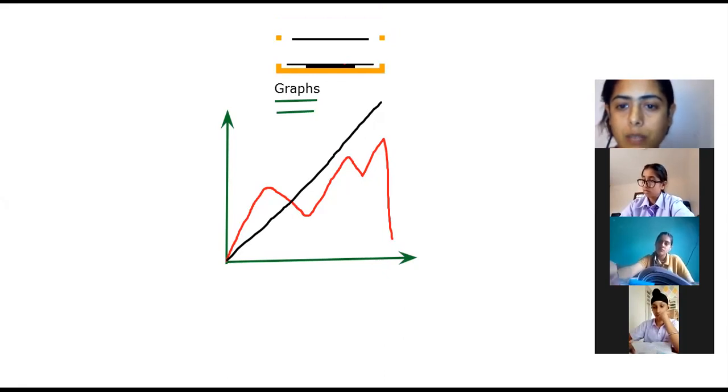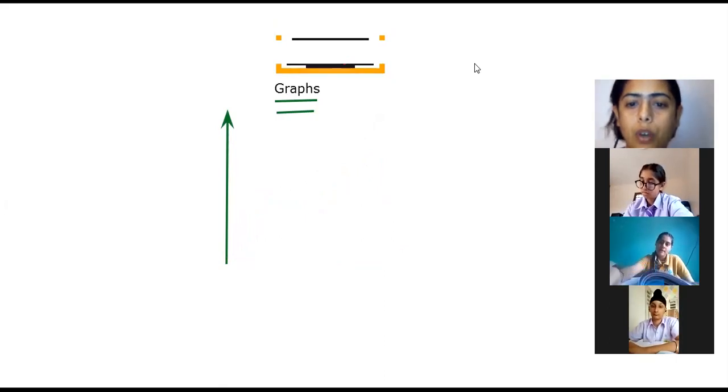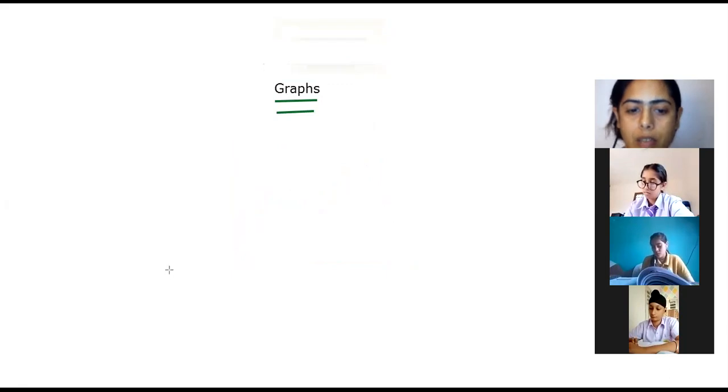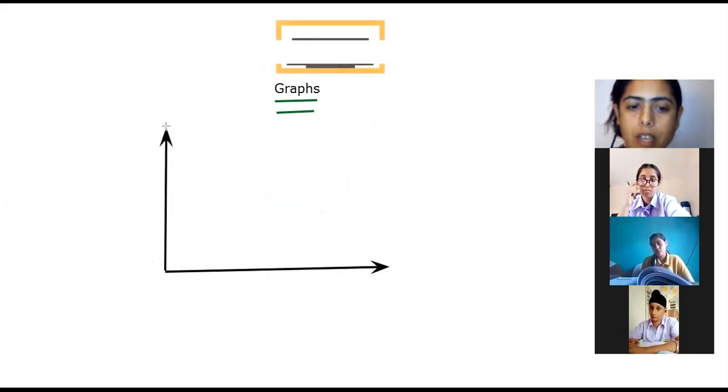Let's move on with the graph. In a graph, you will be having two axes. One is the x-axis and one is the y-axis. Okay, I'm going to draw it over here. This is your x-axis, the horizontal one. This is your y-axis, the vertical one. Fine.